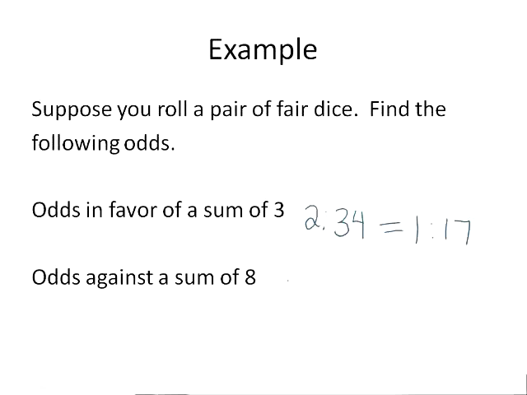Now the odds against the sum of 8. Well, how many outcomes sum to 8? There are 5 of those. Now since this is the odds against, the 5 goes on the right-hand side of the comparison and we subtract the 5 from 36 to get 31 that don't add up to a sum of 8. Now this comparison does not reduce, so the odds against the sum of 8 is 31 to 5.